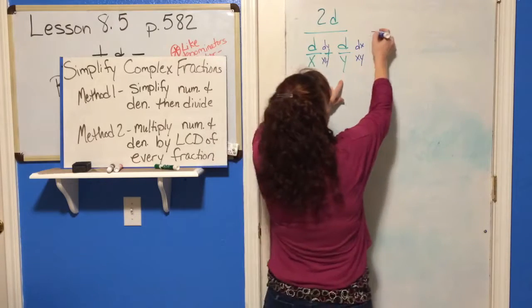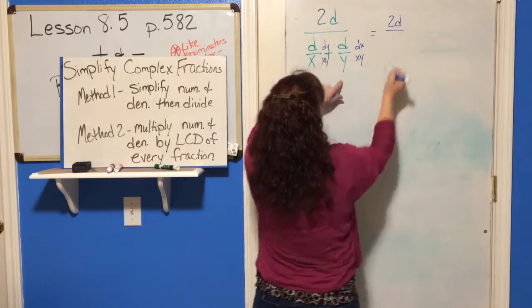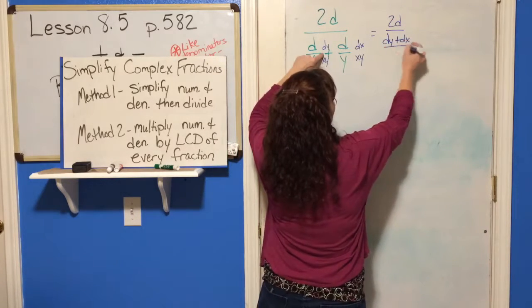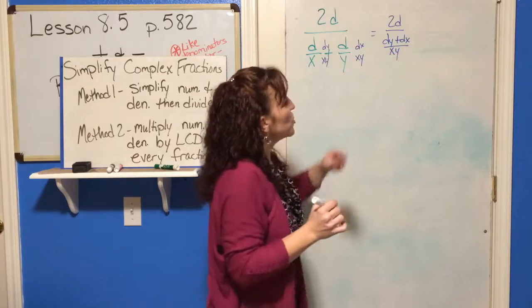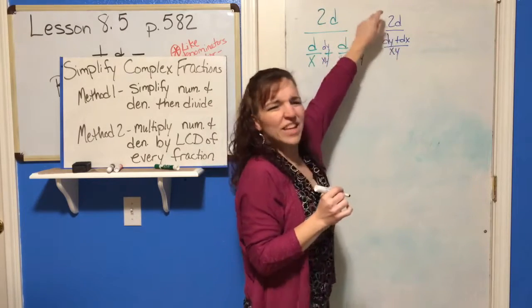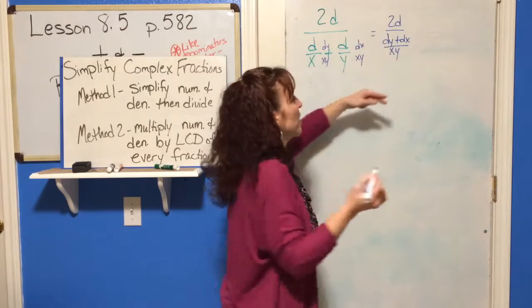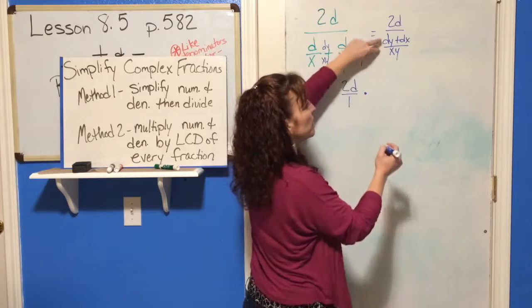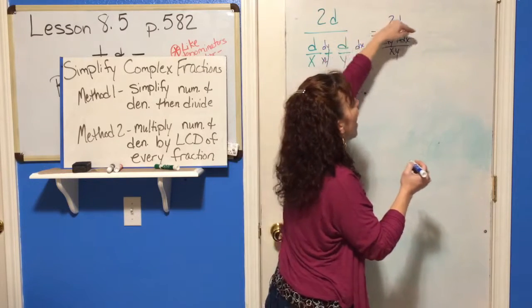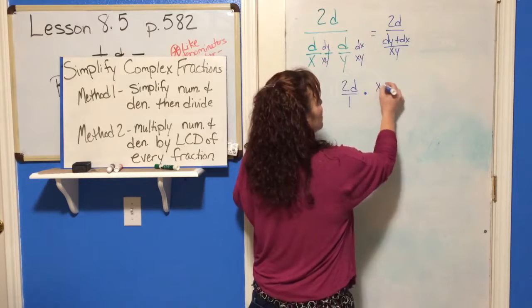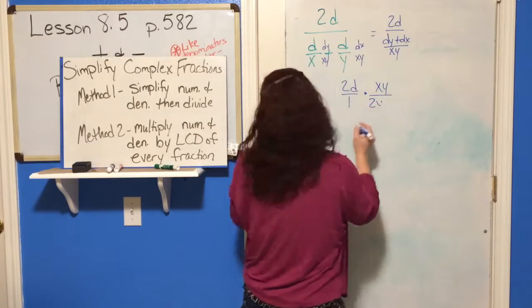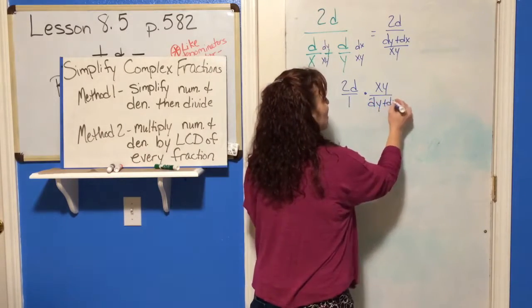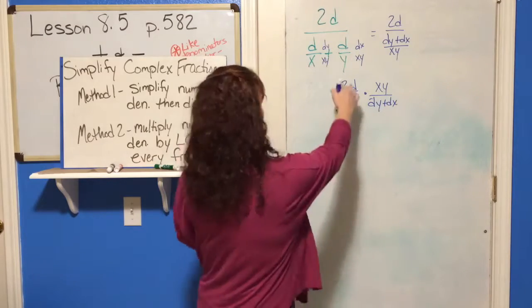So now we've got 2d over dy plus dx all over xy. So now we have just a fraction over a fraction, and this is 2d over 1, which would make it a fraction. So let's flip and multiply: 2d over 1 times, flip this one because this means 2d divided by this fraction. So we're going to take xy over dy plus dx.